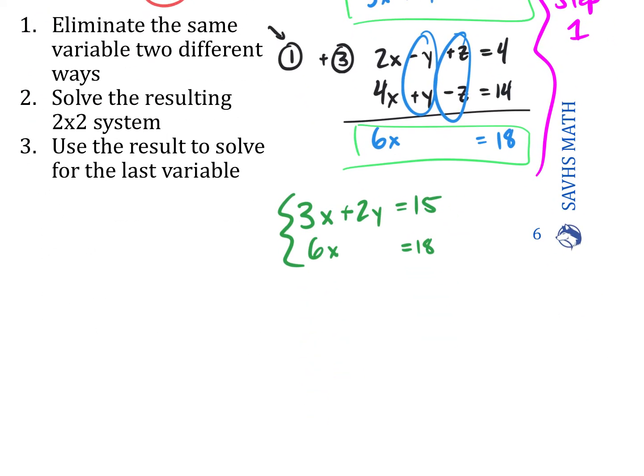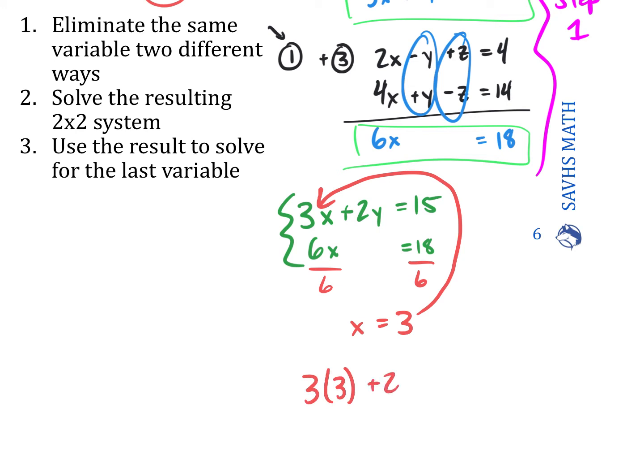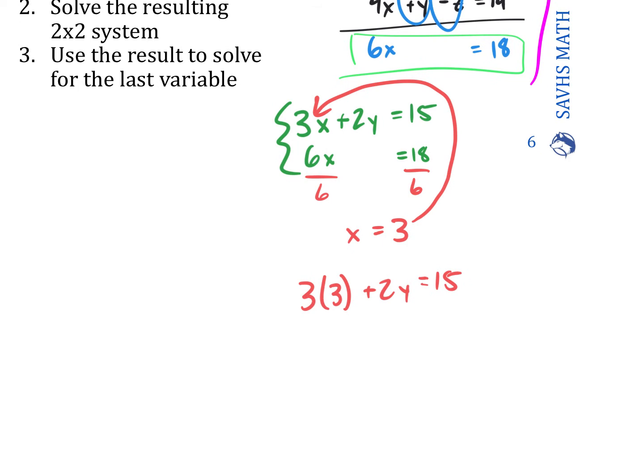Now, this one is actually pretty fast to solve because I can see what x is pretty quickly. I can divide both sides by 6 here, and I get that x is 3. That's nice. Now I'm going to plug that back in for x here, and I'm going to get 3 times 3 plus 2y equals 15. So I get 9 plus 2y is 15, so I subtract 9, and I get 2y equals 6, so then y equals 3 also.